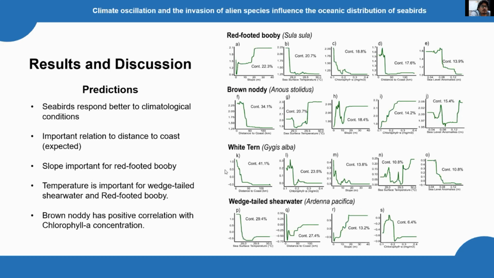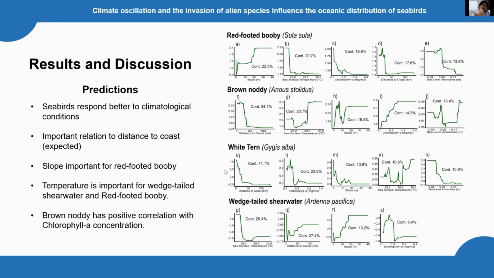However, when we look closely at the differences between the responses of each species, we found that, for example, slope was really important for red-footed booby. However, temperature is important for wedge-tailed shearwater and red-footed booby, and brown noddy was positively correlated with curlew egg concentration. So this last feature, or these 2 last features, were really important to get to the next step.